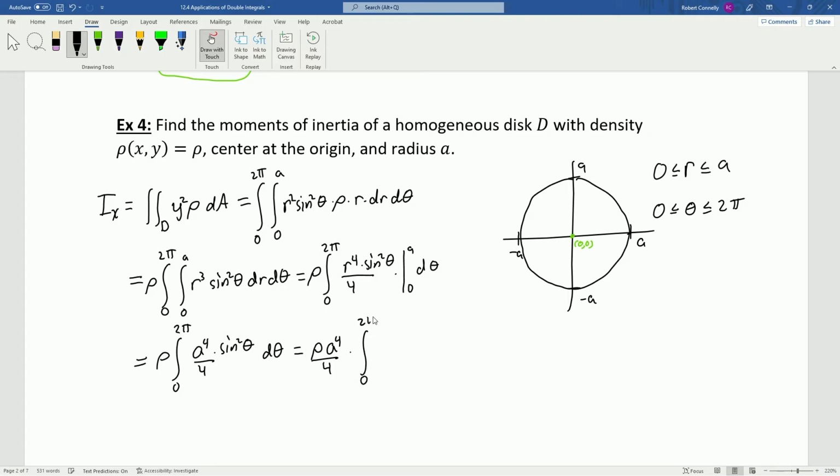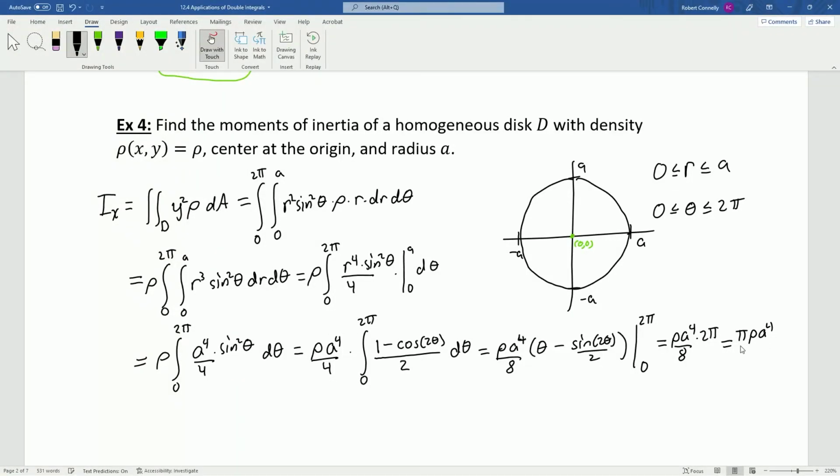times the integral from 0 to 2 pi of, now we've got sine squared of theta here, but we'll want to use our power reducing formula, which should give us 1 minus cosine of 2 theta all over 2. So if I pull that 1/2 out, I get rho a to the 4th over 8, and then I integrate 1, and I get theta, and integrate cosine, I get sine of 2 theta divided by 2. And now we want to evaluate this all from 0 to 2 pi. Well, if I plug in 2 pi here, I get rho a to the 4th over 8 times 2 pi minus sine of 4 pi, which is 0. And then when I plug in 0, I get 0 for both of these. So this is pi times rho times a to the 4th over 4.